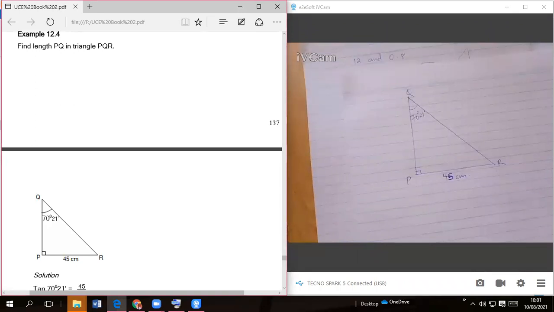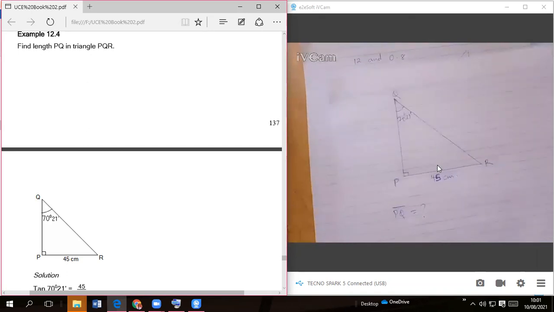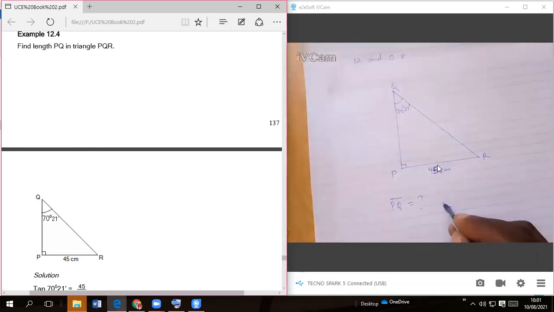So they are telling you to find, from our question there, the length PQ in the triangle PQR. So we are asking for PQ. What's the side PQ? Length PQ. This one shows length without an R, it's length. So what we are going to do is use tan.